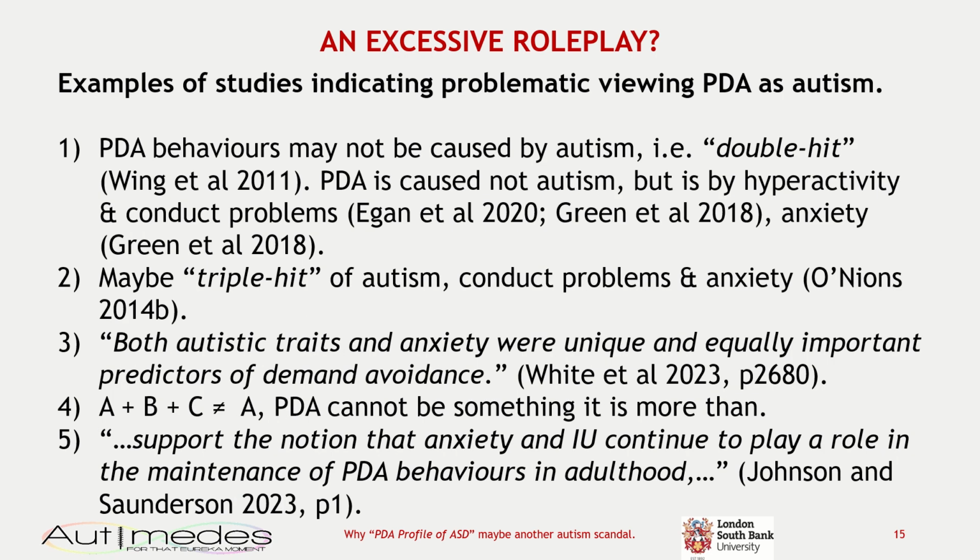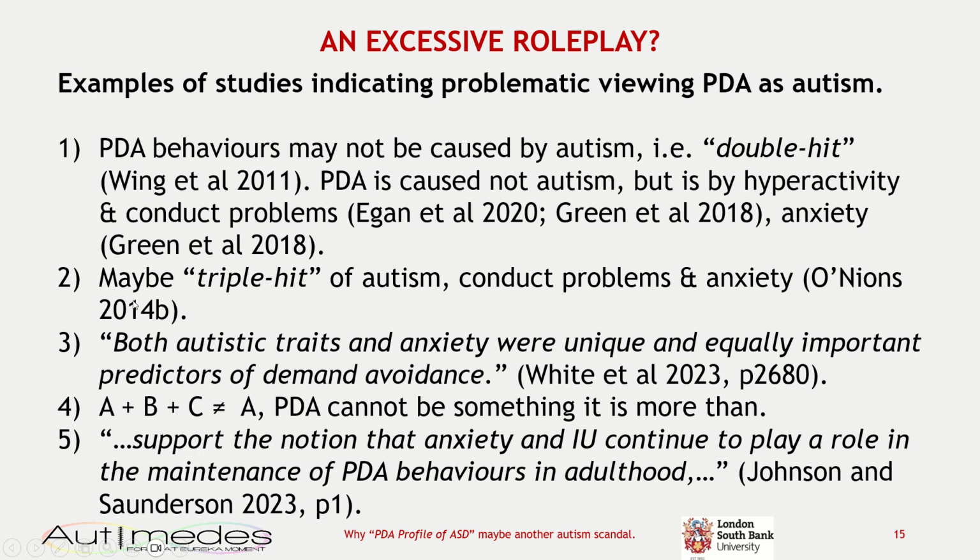There are also debates around whether PDA represents autism features or other features than autism, or autism and co-occurring difficulties. For example, Wing et al. suggested that PDA behaviours may not be caused by autism, so there might be a double hit. And there is some evidence to suggest this, such as a couple of studies suggesting that PDA features are predicted by hyperactivity and conduct problems, and also anxiety.